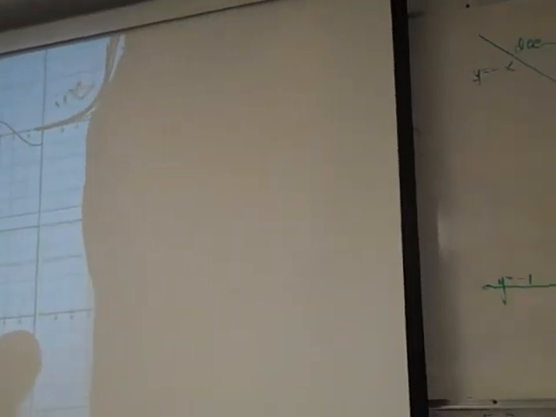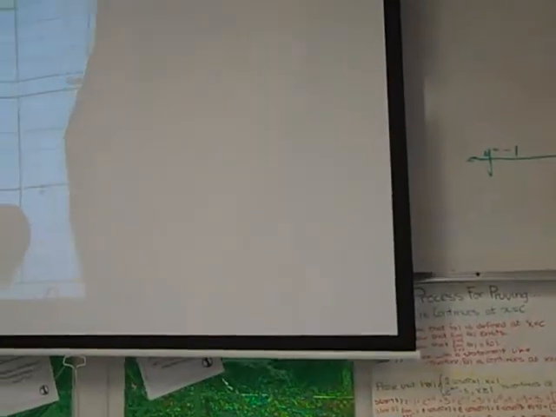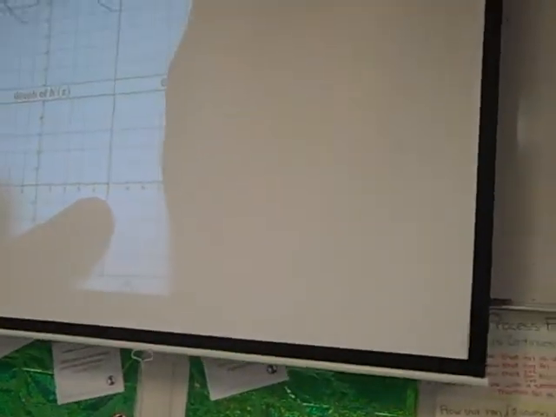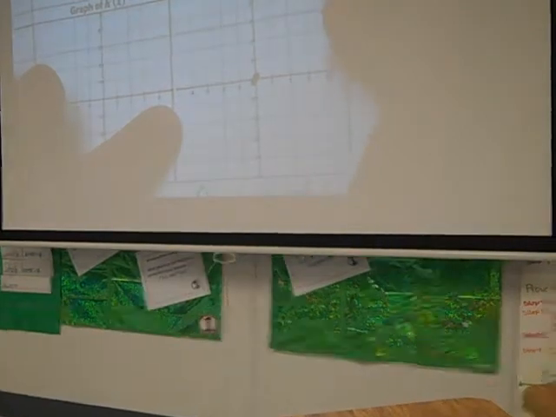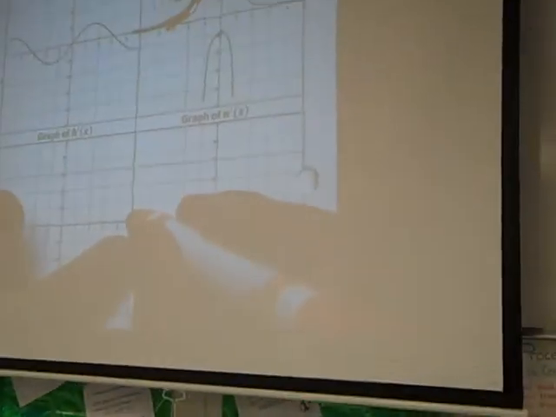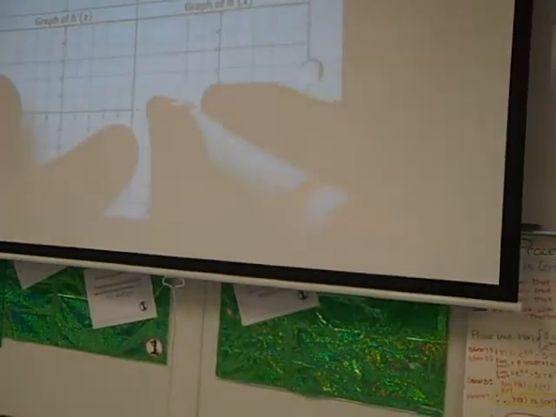My function's increasing. Think about the slopes of those little tangent lines. What are they doing? Increasing. So I need positive and increasing. So the graph would look something like that.